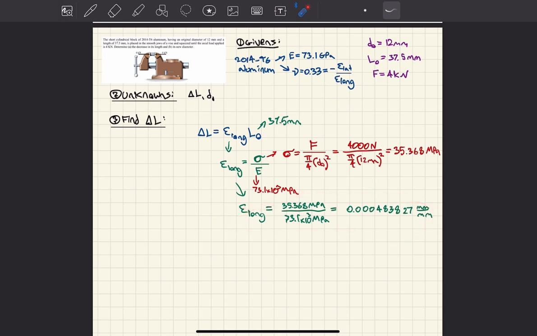But there's one thing we need to add to this strain. I know that this strain is going to be negative, right? Because this force is compression. And if I were to evaluate delta L equal to the longitudinal strain, let's just say I didn't know that.